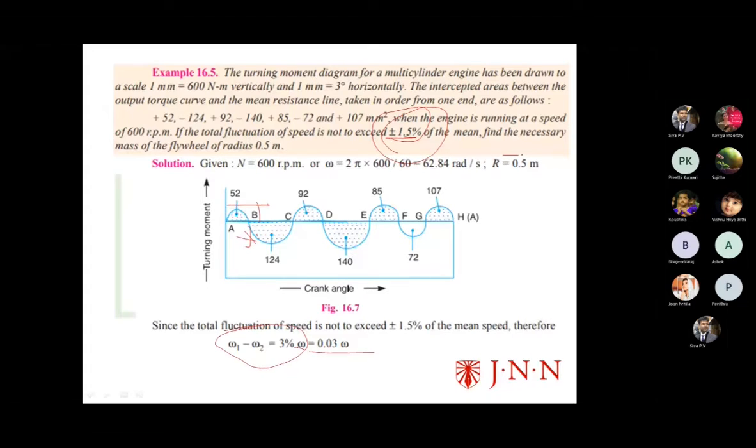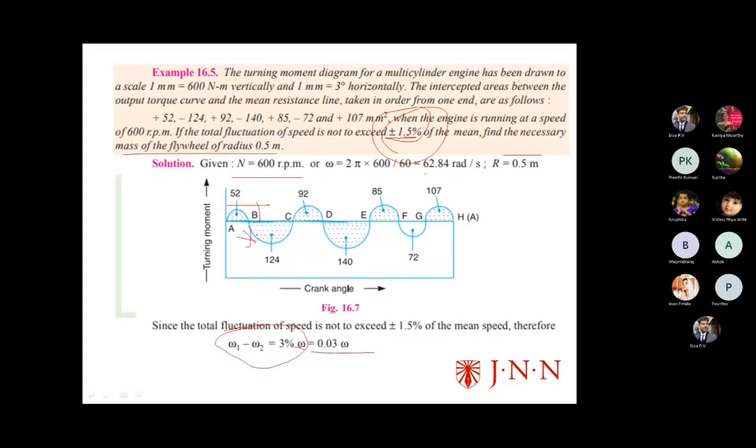Find the necessary mass of the flywheel of radius 0.5. So the mass of the flywheel, m, is what we are going to find out. The speed value n is given, so using n we will find the omega. Omega equals 2 pi n divided by 60, with n equal to 600.